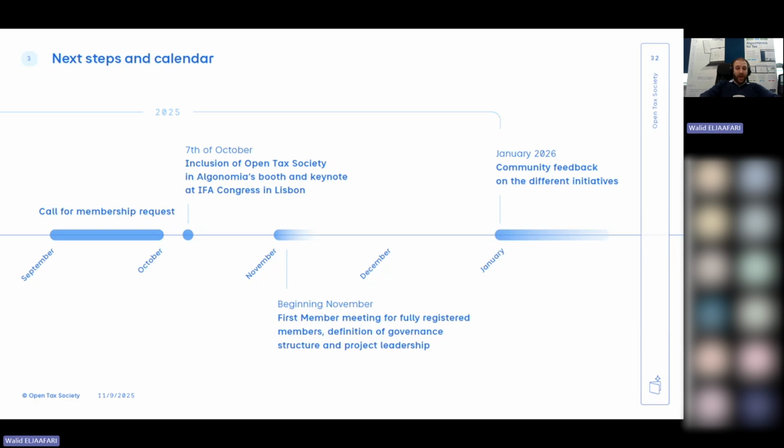And our plan is that beginning November, we would like to host the first meeting of the registered members of the Open Tax Society to maybe better define the governance and structure of the different initiatives and projects. So if you want to contribute, you have until November, I think, to be able to really make yourself present and tell us what you would want to be doing.